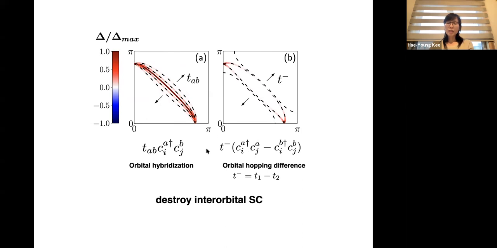And same for T minus, which is the orbital hopping difference, T1 minus T2. Now you start to see a more realistic band here. So I start from this band here, which has a TAB, which is the last stage of this band. And now turn on the T minus, the hopping difference between XZ and YZ. And you can see that it almost completely destroys it; the superconductivity is gone. That is consistent with what has been observed earlier, that once this band is no longer degenerate, the interorbital superconductivity cannot survive.